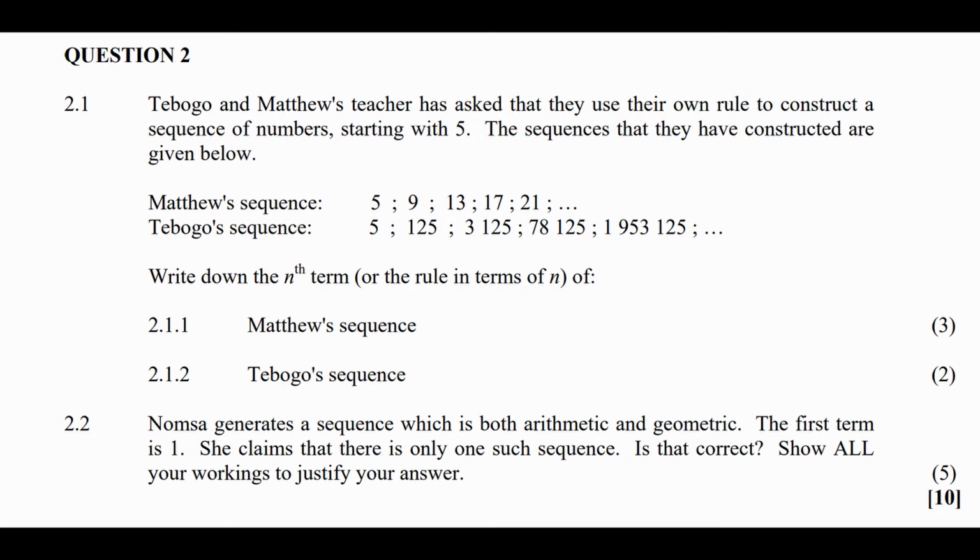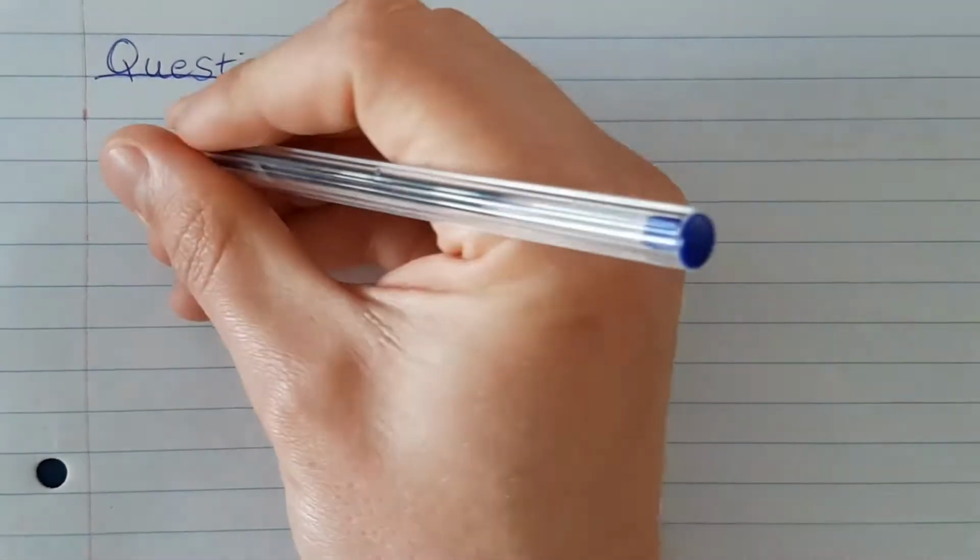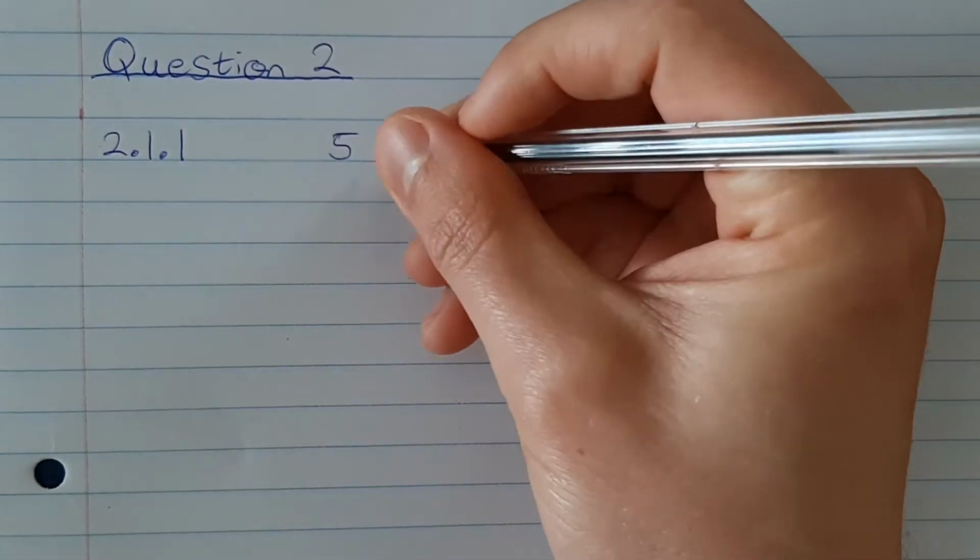Question 2.1.1 asks us to write down the nth term, or the rule in terms of n, of Matthew's sequence. What this means is that we will be using the letter n as a variable in the equations that follow. First, we rewrite the first 3 terms of the sequence. We only need 3 terms to be able to determine the type of sequence and the term rule.